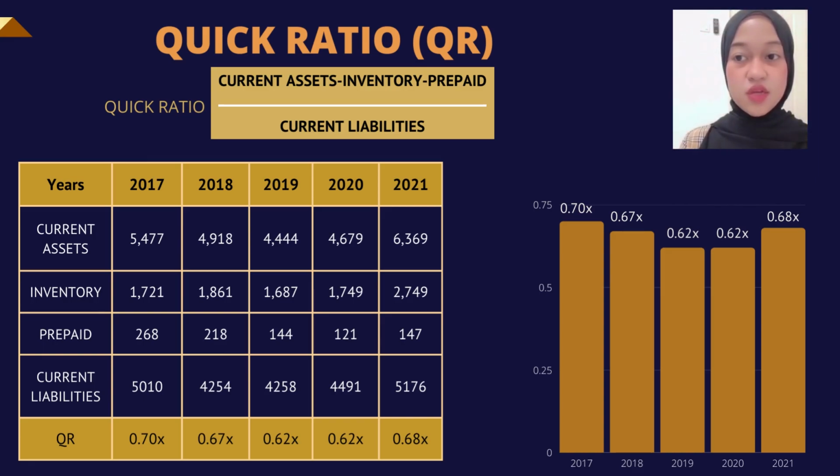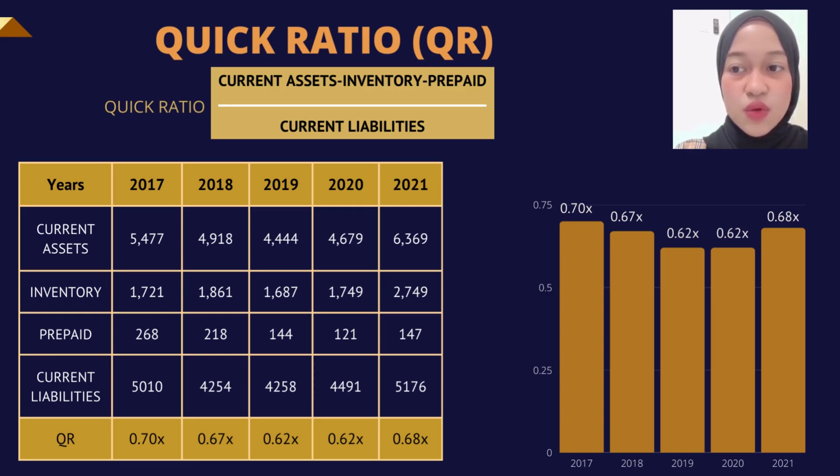It shows that the ratio was highest in 2017, which is 0.70. It indicates a high ability to meet short-term obligations as they come due. A downtrend was seen from 2019 to 2020, when they share the same amount of 0.62 for their quick ratio, and it can be concluded that Sime Darby Plantation struggles with paying debts. This is a bad sign for investors and partners.